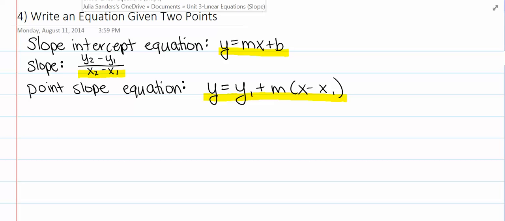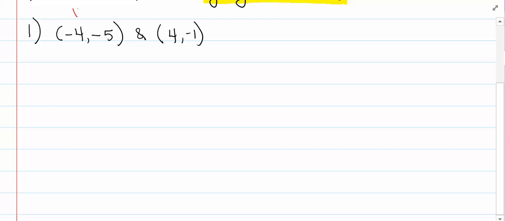All right, if you look at problem number 1, it tells us that it goes through the point -4, -5, and the point 4, -1. So, just like normal, what I'd recommend doing is labeling it x1, y1, x2, y2. Okay, remember, you are going to find your slope first.